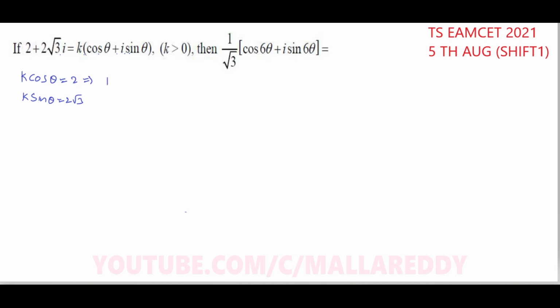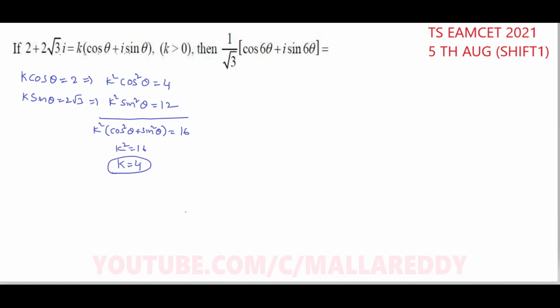Squaring on both sides, k² cos² θ = 4, and k² sin² θ = 4 × 3 = 12. Add these two equations: k²(cos² θ + sin² θ) = 4 + 12 = 16. This value is 1. So k² = 16, k = 4. Since k > 0, the k value is taken as 4.